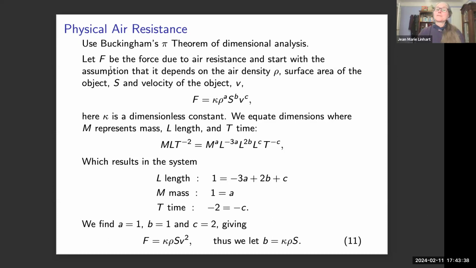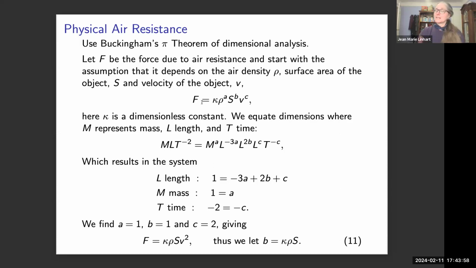So we're going to let F be the force due to air resistance, and we're going to start with the assumption that air resistance is going to depend on rho, which is our air density, the surface area of the object, which we're going to call S, and the velocity of the object, which is V. And then we're also going to include a dimensionless constant, which we call kappa.